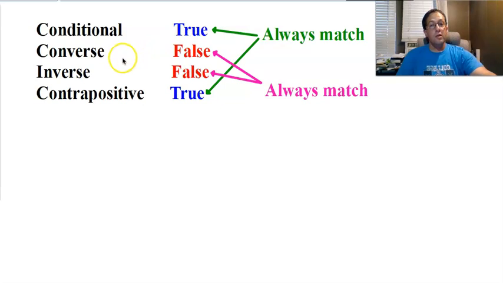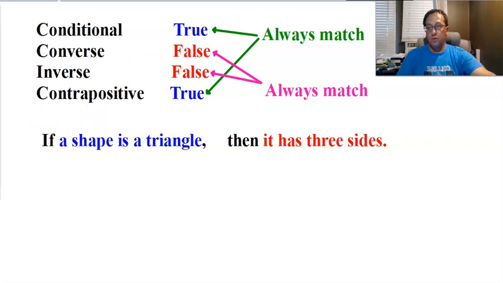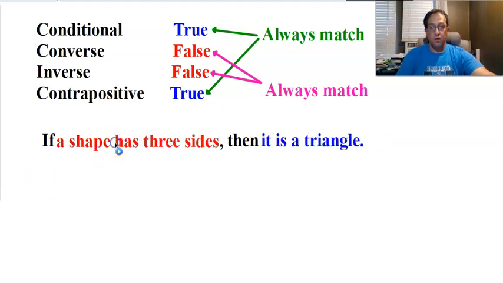Okay? Now, is it possible to have a conditional that is true and the converse also be true? Is it possible for these two to match? Yes, actually it is. For example, what about this? If a shape is a triangle, then it has three sides. There's my conditional statement, right? And that's true. If it's a triangle, then it has three sides. But what if I switch the order? Boom. If a shape has three sides, then it is a triangle. Is that still true? Yeah, that's still true. And so now our converse and our inverse are also true.